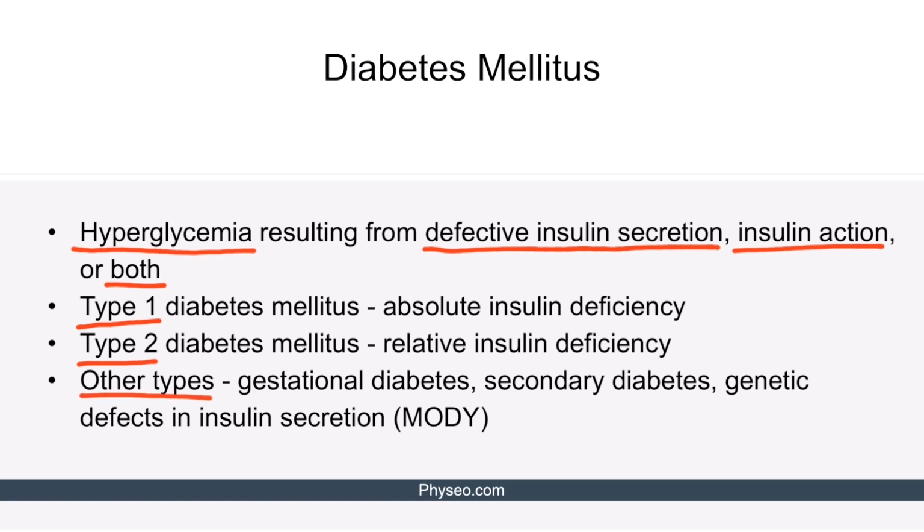Other important types of diabetes are gestational diabetes, caused by increased insulin resistance during pregnancy, and secondary diabetes, in which hyperglycemia is caused by an underlying medical condition or drugs. And we'll discuss those more in a few minutes. Lastly, diabetes can also be caused by genetic defects in insulin secretion. For example, maturity onset diabetes of the young, or MODY.